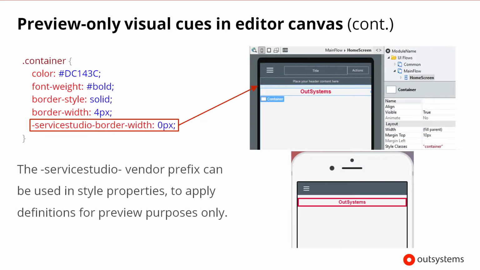There are also preview-only visual cues that can be applied to CSS classes. Consider this example. With the container CSS class applied to a container in the screen, the Service Studio vendor prefix can be used inside CSS to apply preview-only visual cues inside of Service Studio. In the editor canvas, we can see the container does not have any border around it, as you can see here in the top image. However, as you can see in the bottom image, the browser at runtime will display the border.